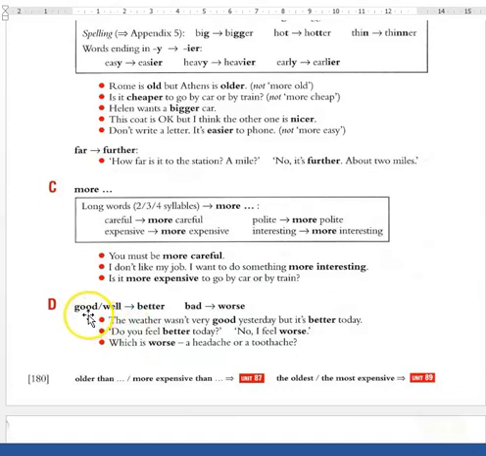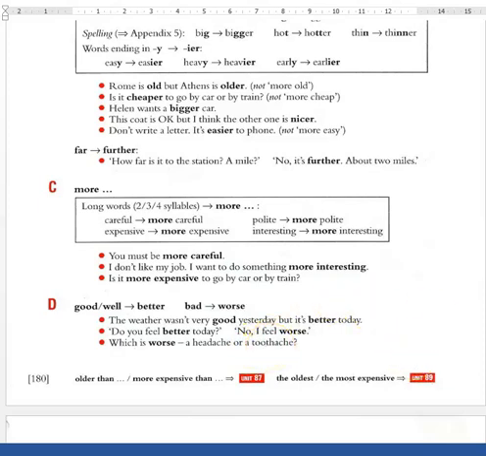You have good and well become better. Bad becomes worse. So the weather wasn't very good yesterday, but it's better today. Do you feel better today? No, I feel worse. Which is worse, a headache or a toothache?